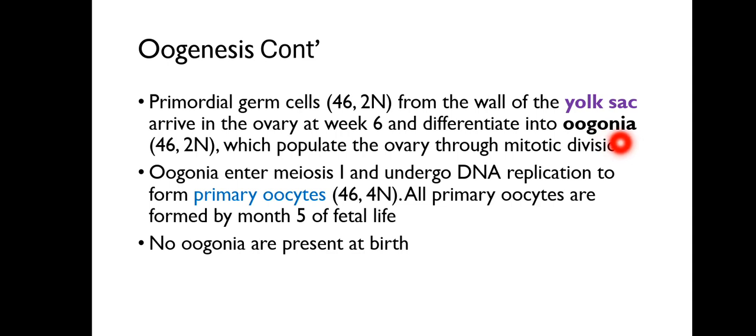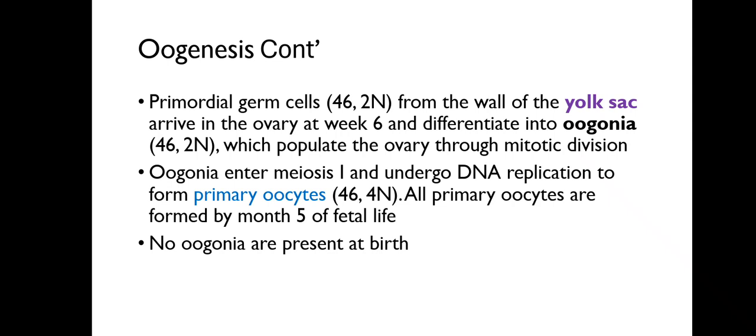Remember, in males, they remain dormant until puberty, but in females, when they arrive in the ovaries at 6 weeks, they differentiate into what we call oogonia. And this oogonia has 46 chromosomes, or 2N, which populate the ovary through mitotic division. So the oogonia undergo mitosis just to form many oogonia.